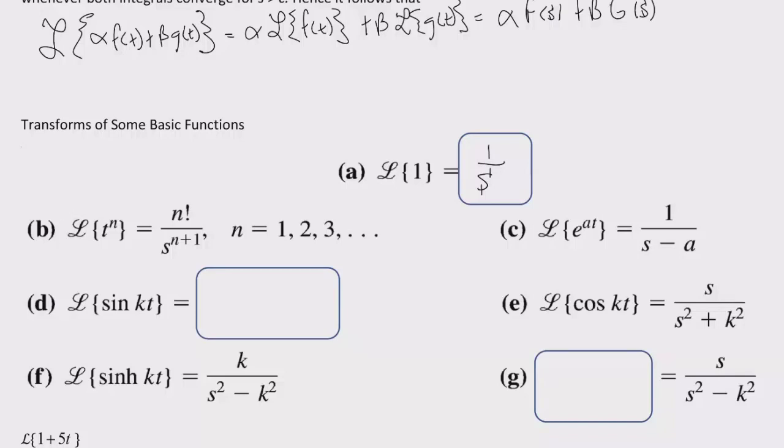So the Laplace of sine of kt is going to be k over s squared plus k squared. And notice there's a parallel between sine and sinh, and then cosine, and you can probably guess what's missing there. So that's the Laplace of the cosh function. And so you can see there's some nice parallels with that.